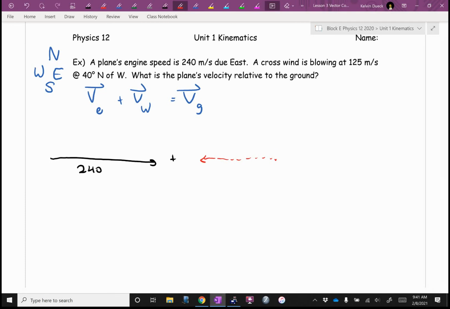So 45 degrees is kind of halfway between 90. So a little less than halfway. I'll eyeball it. How long is this line? 125. Yoink, maybe about like that. Ish.